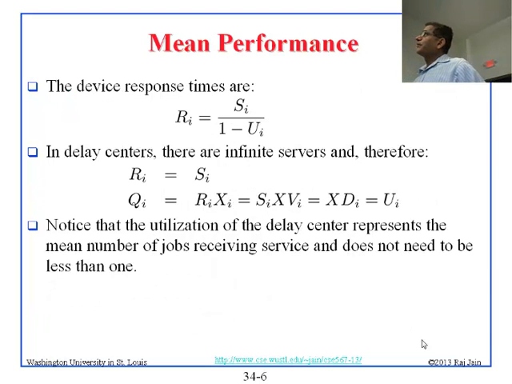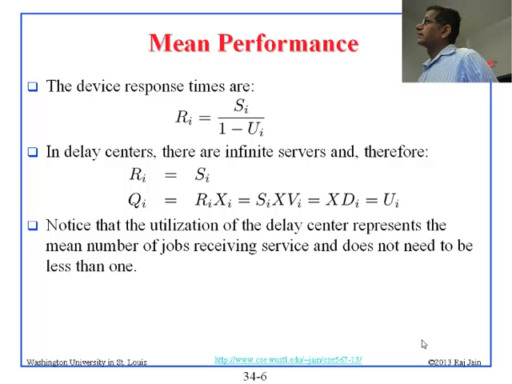So the mean device response time is S_i upon 1 minus U_i. Again, for M/M/1 queue, we know that, right? So this would have been 1 upon mu divided by 1 minus rho. And then the delay centers, these formulas are for the M/M/1 queue.